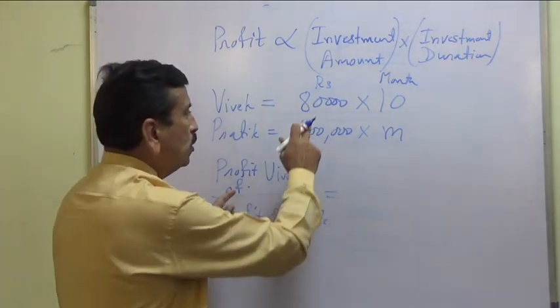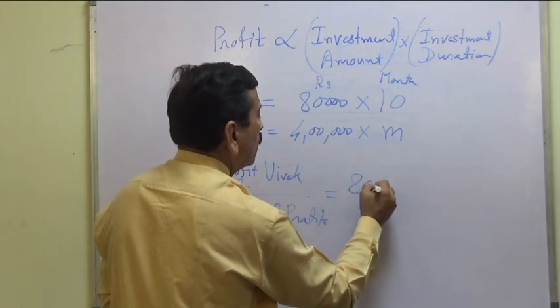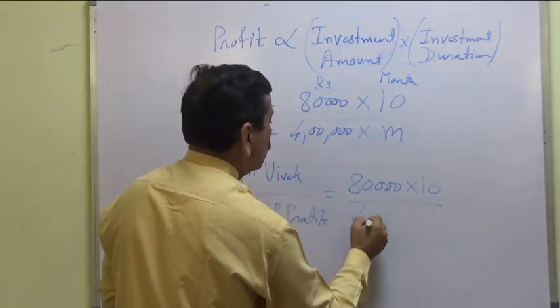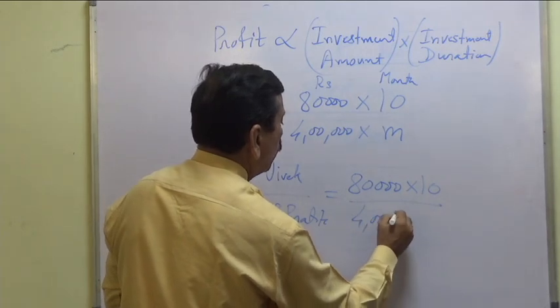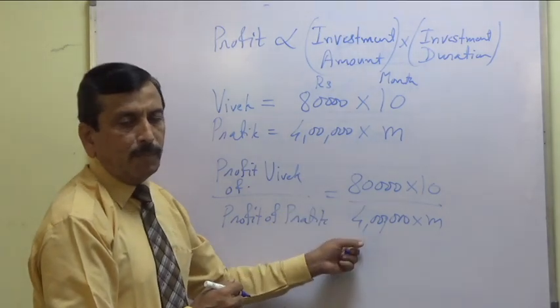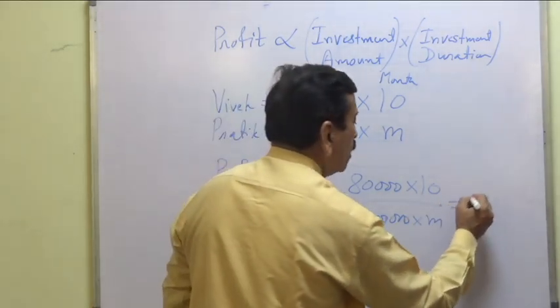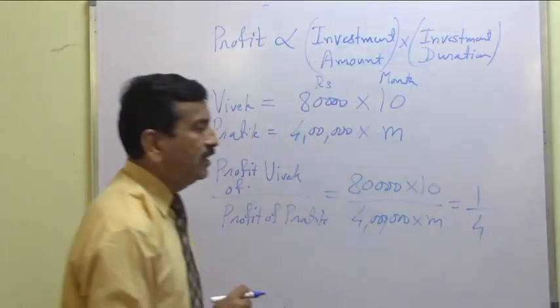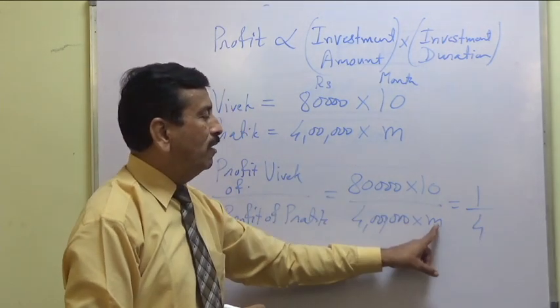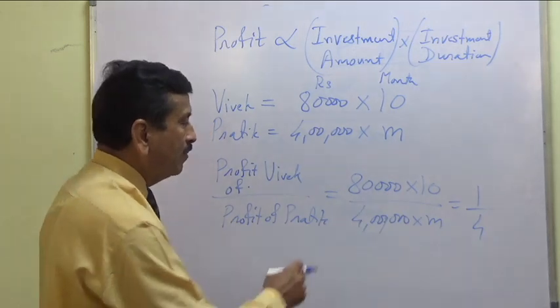Naturally it is proportional to 80,000 into 10 upon 4 lakh into M. Profit of Vivek, profit of Pratik. But it is given that it is in the ratio 1:4. Now simply take this equation, only one unknown is there, simplify it.